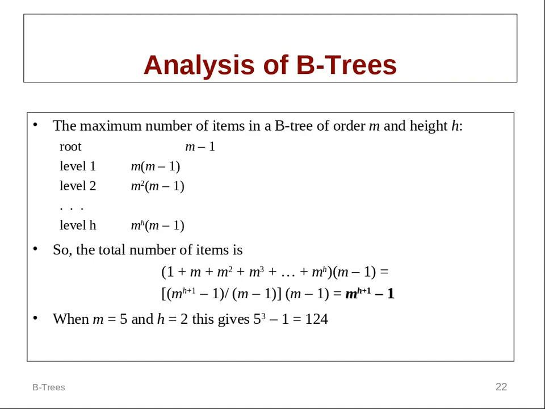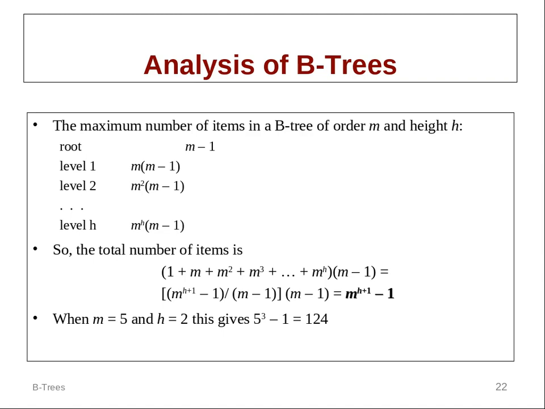Level 1 can have m times m minus 1, because since the root has m children, and each of those children is allowed to have up to m minus 1. Level 2 is m squared times m minus 1, because each of those children can have m children, etc., down to level h, where you have m to the h times m minus 1. So the total number of items is 1 plus m plus m squared and so on, times m minus 1.